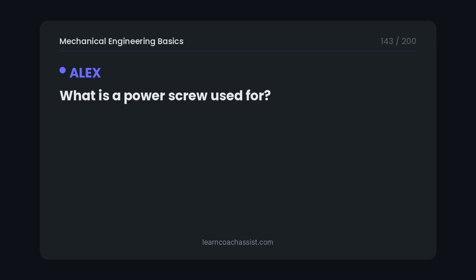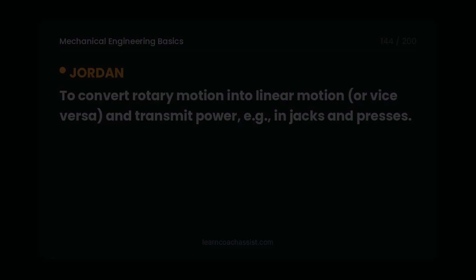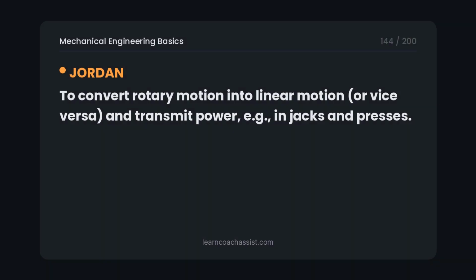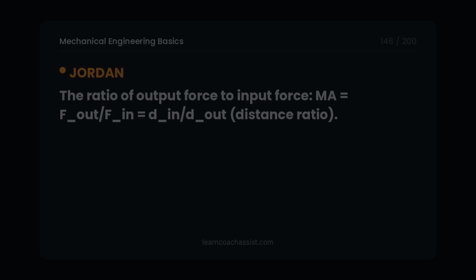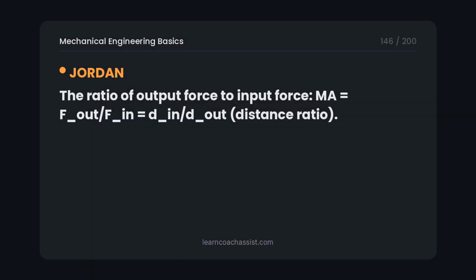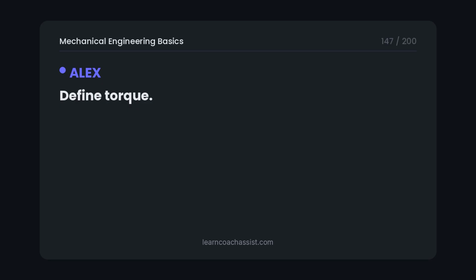What is a power screw used for? To convert rotary motion into linear motion, or vice versa, and transmit power, e.g., in jacks and presses. What is the mechanical advantage of a lever? The ratio of output force to input force, MA = F_out/F_in = D_in/D_out, distance ratio.